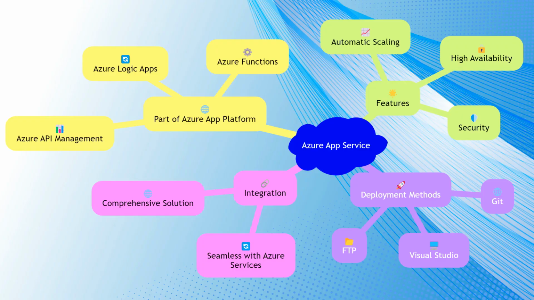Azure App Service is part of the Azure App Platform, which includes Azure Functions, Azure Logic Apps, and Azure API Management. It offers a range of features such as automatic scaling, high availability, and security. Developers can deploy their applications using various methods, including Git, FTP, and Visual Studio. The service also integrates seamlessly with other Azure services, providing a comprehensive solution for modern web app development.